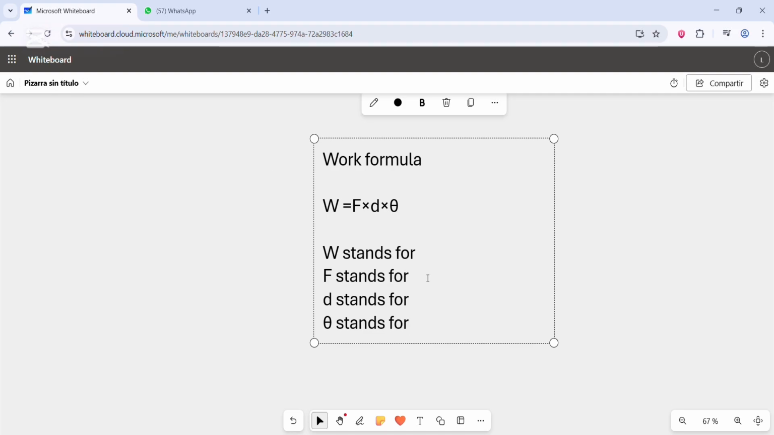Now in here we have the work formula, which is work equal force times distance times cosine of the angle. W stands for work, which is measured in joules. F stands for force, which is measured in newtons. D stands for distance, which is measured in meters. And the last symbol stands for angle. This represents the angle between the force and the direction of motion.